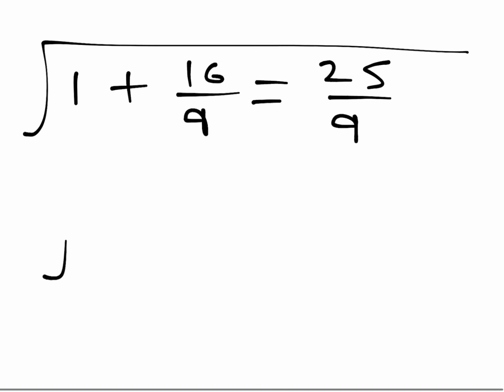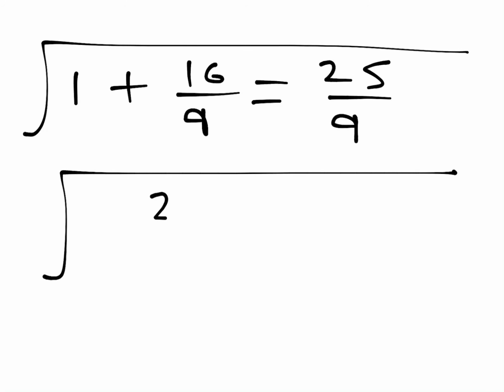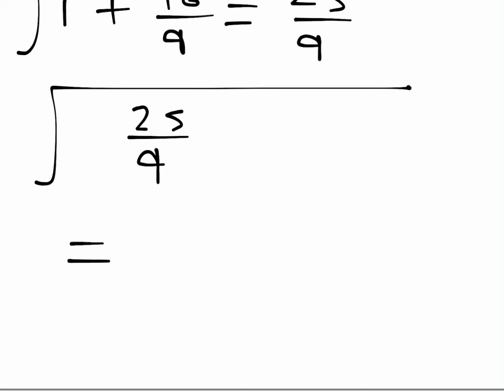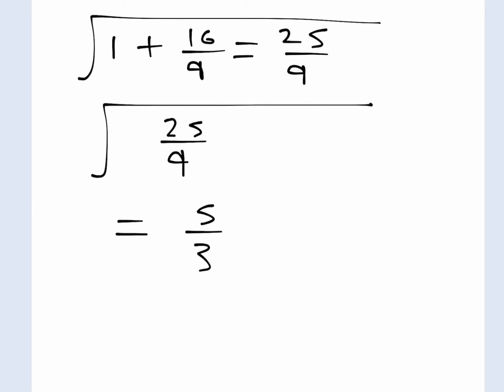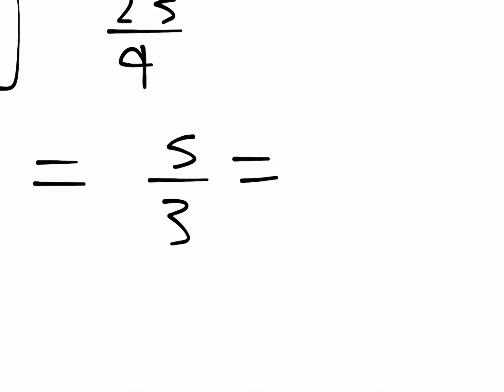So now I know that the radius is equal to the square root of 25/9, which is also equal to simply 5/3. If you were to square 5/3, you would get 25/9. You can check that yourself, but that's the answer we would get. So now we have 5/3 is equal to the radius.